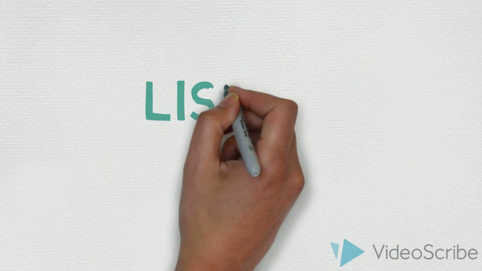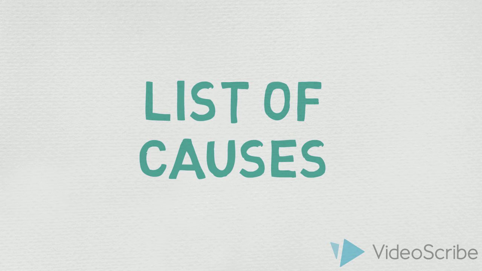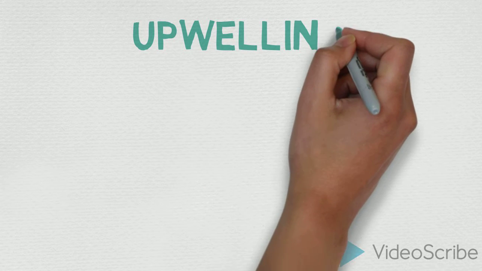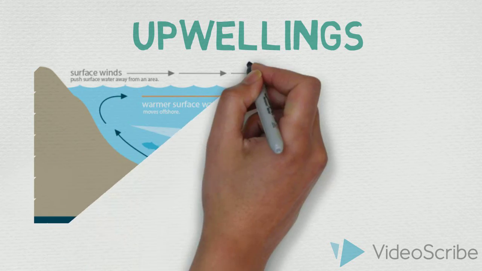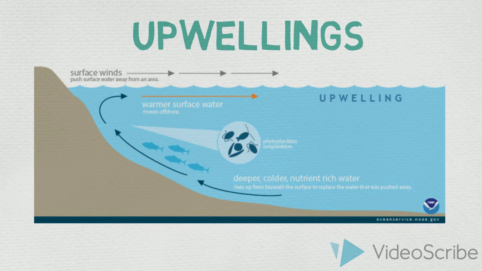There are two main causes of eutrophication. Upwellings, the more natural of the two. The wind blows surface water away, leading to dense, cool, and nutrient-rich water from the deep ocean coming up. The nutrients in the water reach the surface, making it the primary production site for algae.